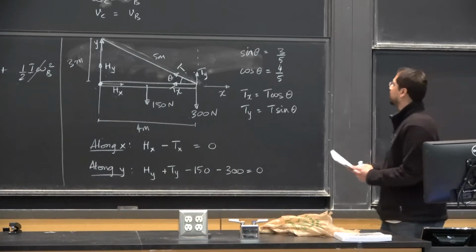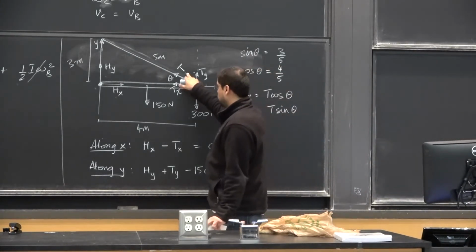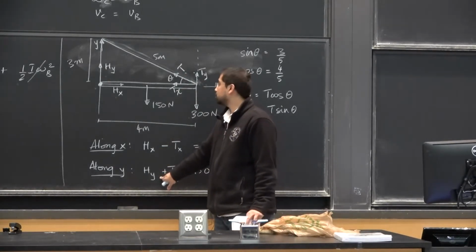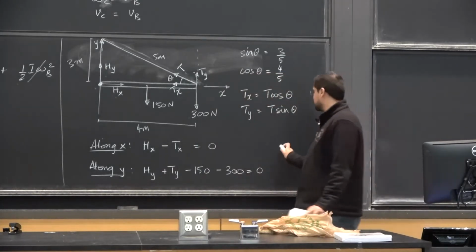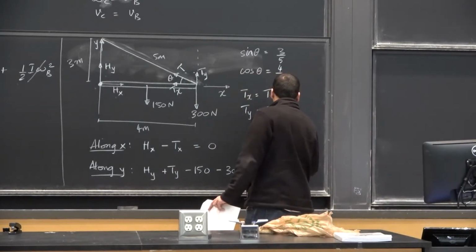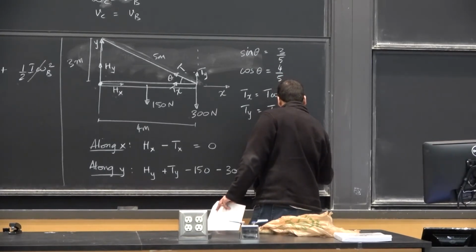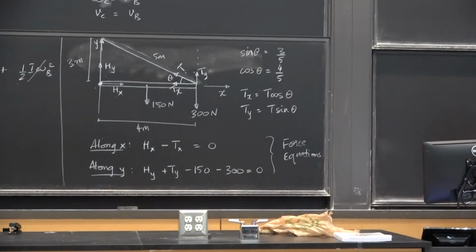Now, how many unknowns do I have? I don't know tension, and I don't know the normal forces. I don't know the components of the normal forces. I only have two equations. These are the force equations. I need one more equation. I can write that as a torque equation.